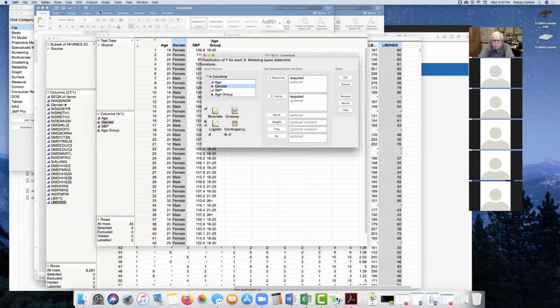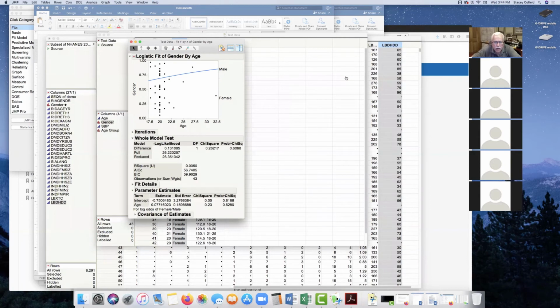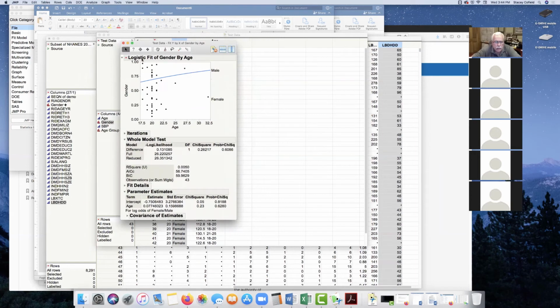So I'll do Fit Y by X. I'll put my gender as my X and age as my Y. Let me back up and show you what happens if you reverse them. If you put gender as Y and age as X, and you get this figure in JMP that says logistic at the top, you did it wrong. We don't get to logistic until the very end of the class. If you ever see output that says logistic, just close it out. You've mixed up your X and your Y.